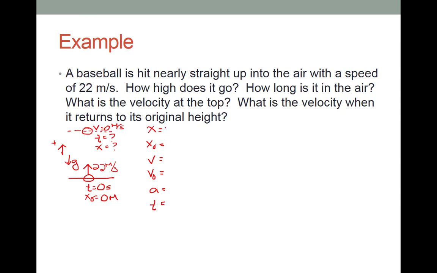So, going down, position at t, I don't know. It's something I want to know. Position at t equals zero, I let equal zero down here. Velocity at the top, we just argued that that had to be zero. Velocity at t equals 0 is 22 meters per second upward, so it's positive. Acceleration is equal to the acceleration due to gravity, but is downward in our positive coordinate system, so it comes in with a negative sign. And how long it takes to get to the top is also the next question mark.